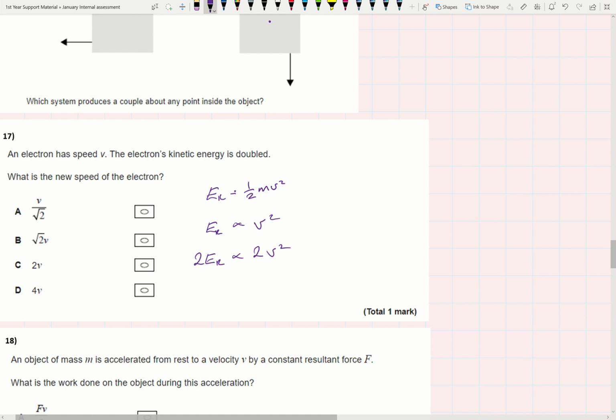But in order to double v squared, the question is, what do I have to do to v? So I have to try and get that 2 closer to the v. So if I do root 2 times v, and then you can see if I square this again, root 2 squared is 2 and v squared is v squared. So that gets me to the same point. So that's what happens to v in order to double v squared. So that one is B.